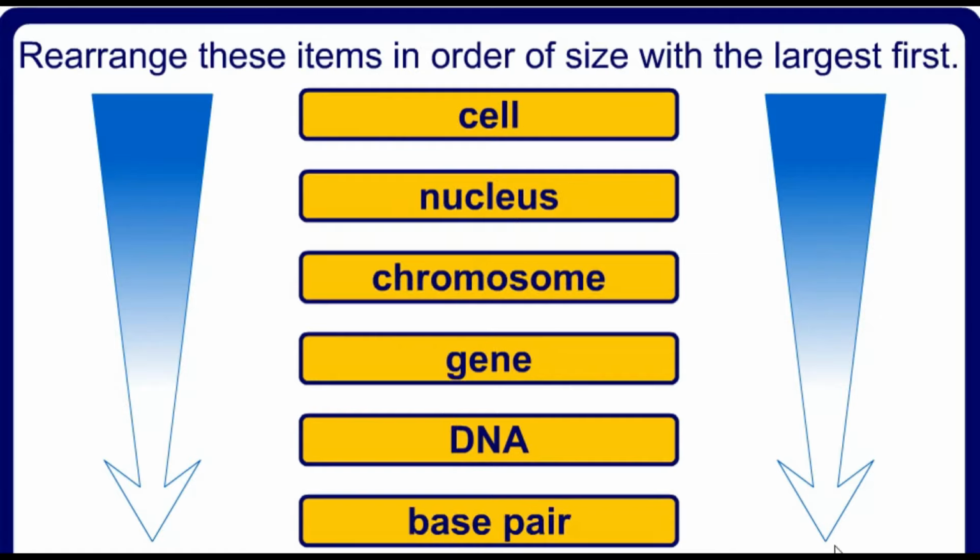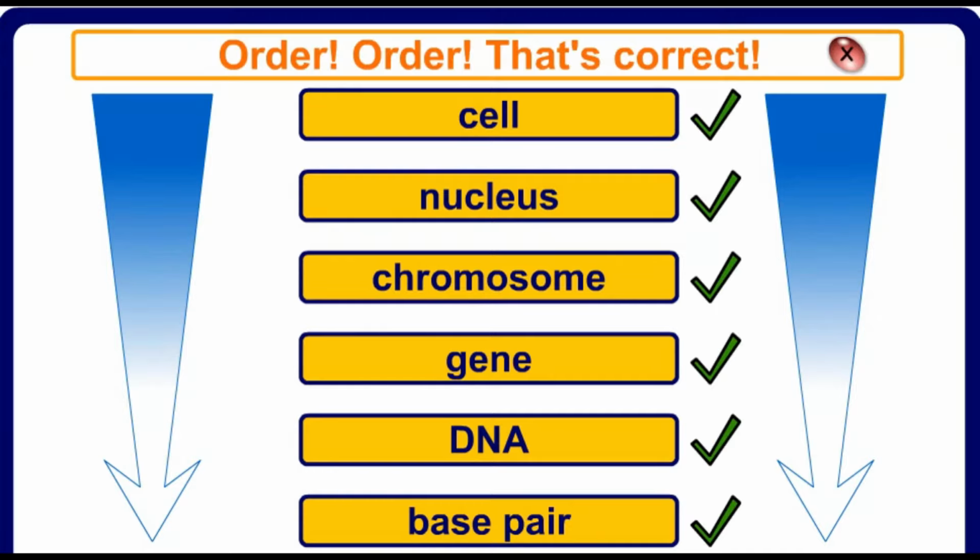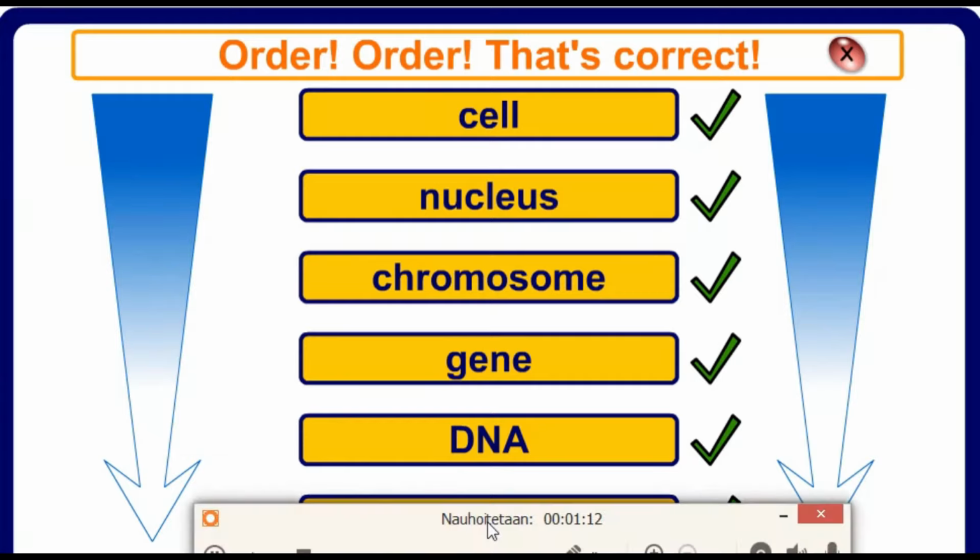Okay, so time's up. So let us see if our answer is correct. So let us check. So first one will be the cell. Okay, so that's the correct order. Of course, the largest would be the cell, followed by the nucleus. Next would be the chromosome, and as we all know, the chromosomes contain the genes. Now the gene contains the DNA, and of course the DNA contains the base pairs, the A, G, T, and C. So congratulations to those who got it correct.